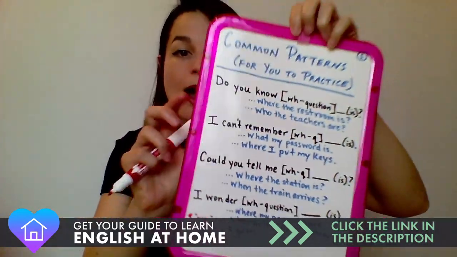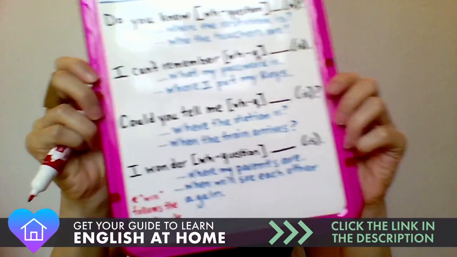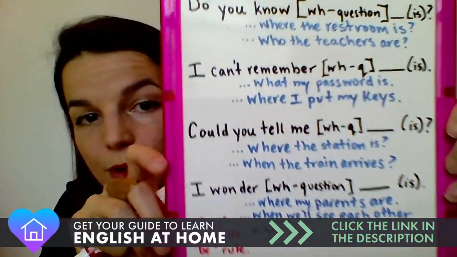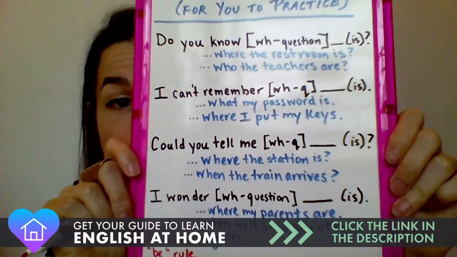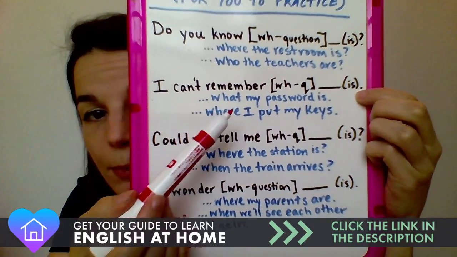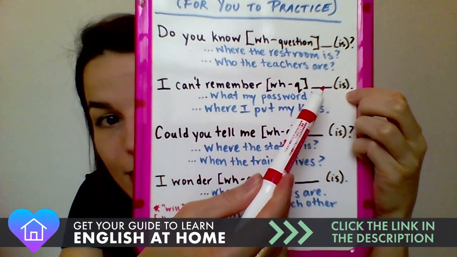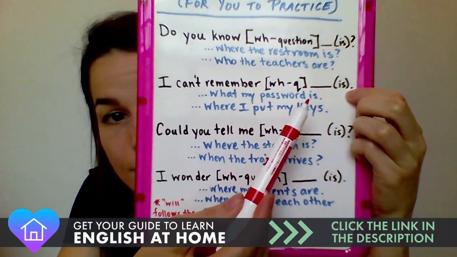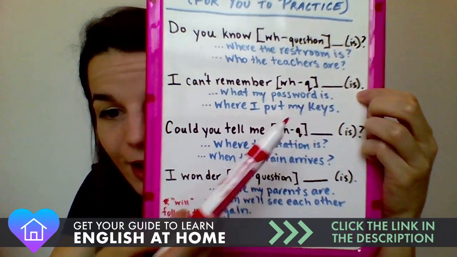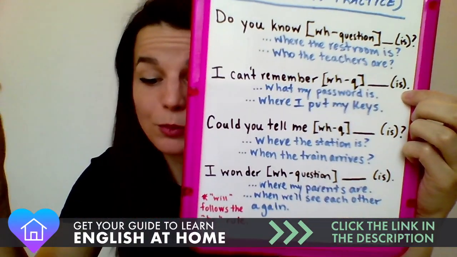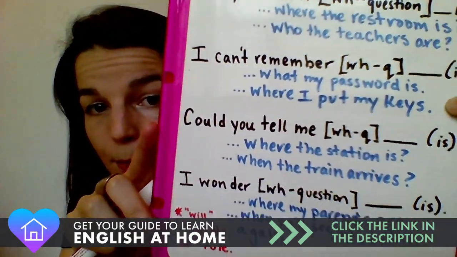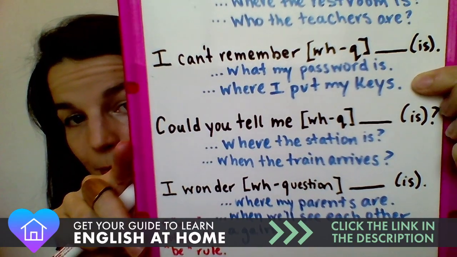Okay. Number 2 here is I can't remember plus WH question plus something, and is maybe at the end of your sentence. So for example, I can't remember what my password is. Or I can't remember where I put my keys.